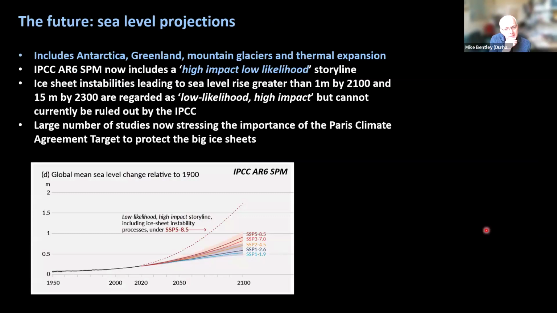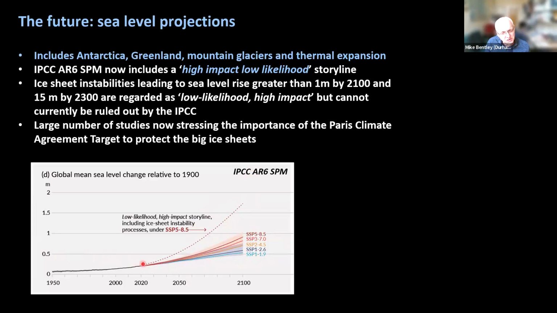So where are we heading? This is the latest sea level projections from the Intergovernmental Panel on Climate Change. Now, this is Antarctica and Greenland that James was talking about, and mountain glaciers and thermal expansion. And you can see that we have choices. So by 2100, if we stick to a low emission scenario, the blue bands, we could have sea level of just over 0.5 meter. If we stick to business as usual, high emission scenarios, we could get sea level rise of just over 1 meter by 2100.